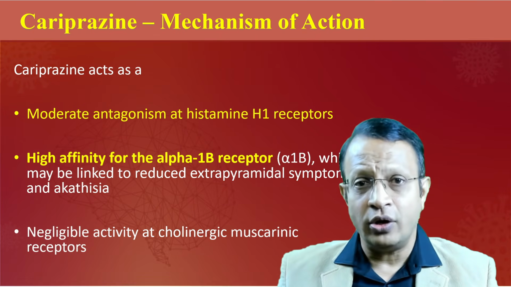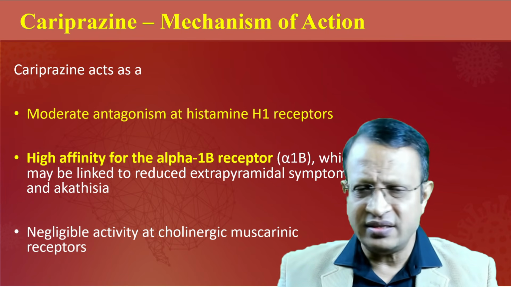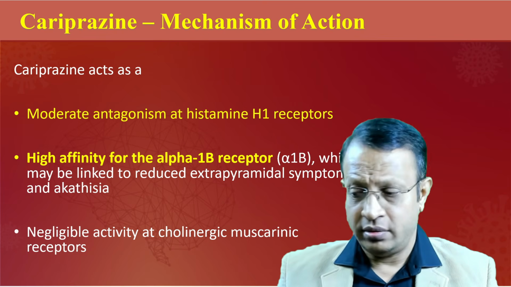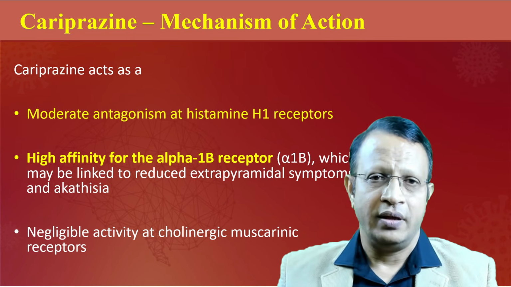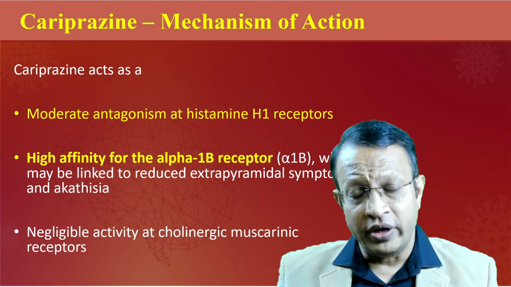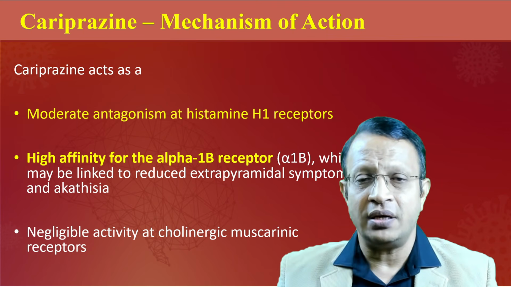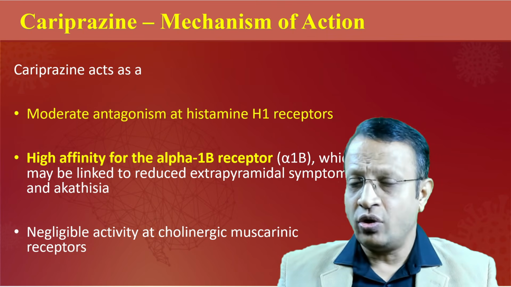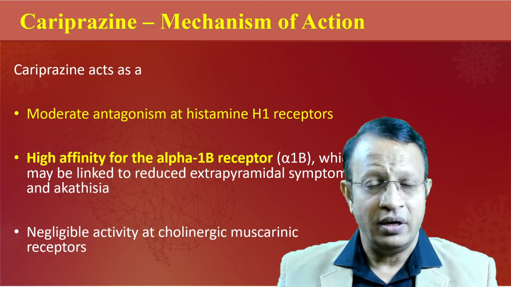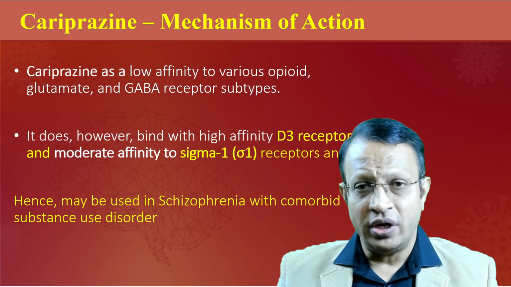It also has moderate antagonism at the H1 receptor. This causes mild weight gain. Various clinical trials say that if you give it over a period of 3 to 6 weeks, a maximum of 1 kg weight gain can occur. Further, it has high affinity for the alpha-1b receptor, which may be linked to reduced extrapyramidal side effects. It has negligible activity at the cholinergic, especially muscarinic, receptor. Hence, it does not cause sedation or dry mouth. Further, cariprazine has low affinity for opioid, glutamate, and GABA receptors.